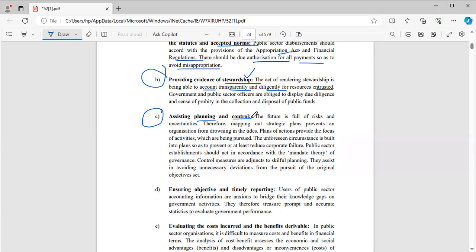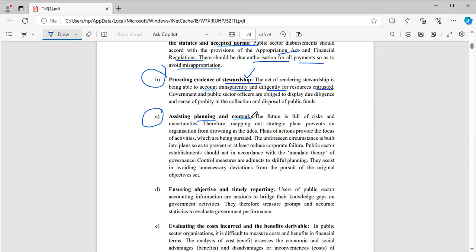So what are we trying to say? The accounts that we are keeping for the government, or the accounts that government is keeping, is what they are now using to plan, and that is what they're also using to control. So government accounting will assist government to plan and also to control their activities. It's as simple as that.